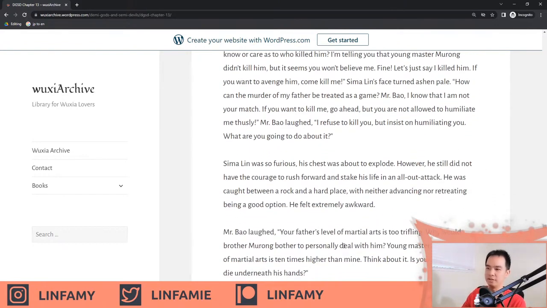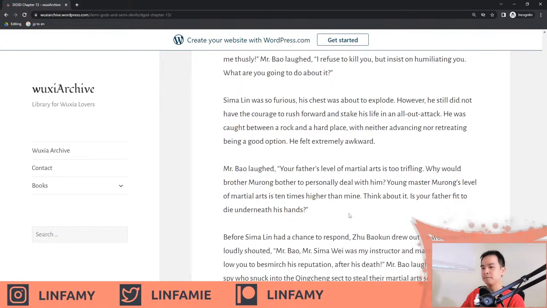Sima Lin was so furious his chest was about to explode. However, he still did not have the courage to rush forward and stake his life in an all-out attack. He was caught between a rock and a hard place, with neither advancing nor retreating being a good option. He felt extremely awkward.